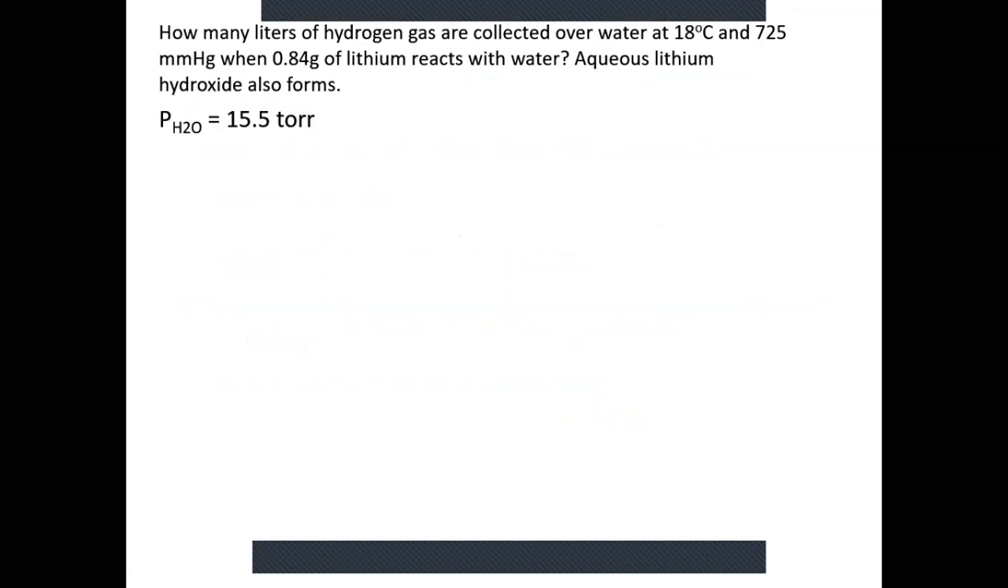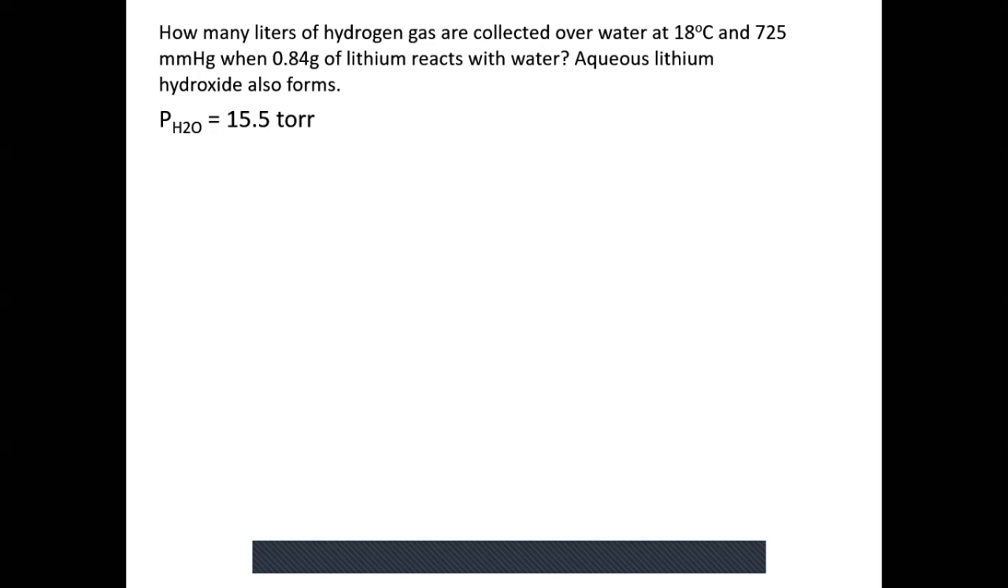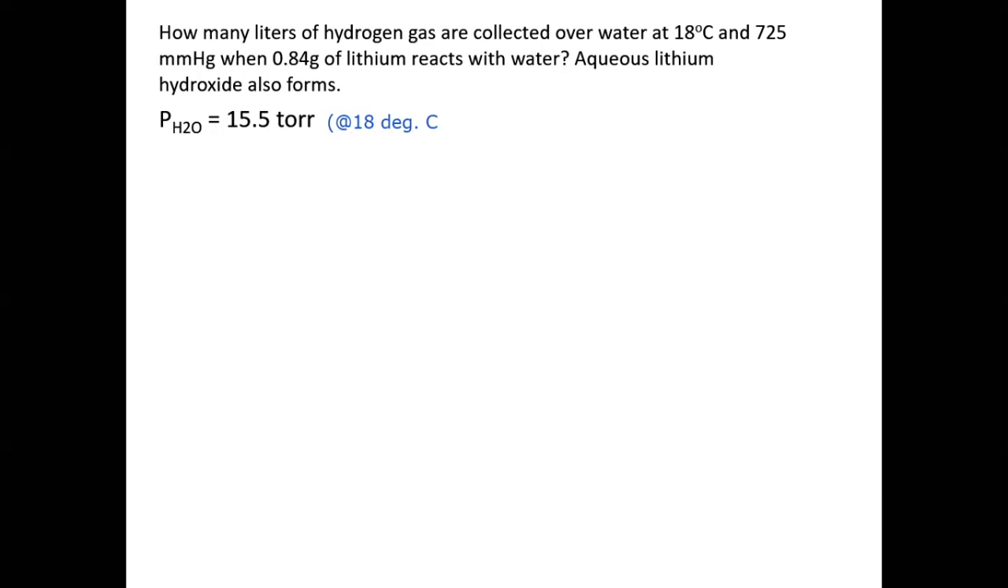Here we have a stoichiometry problem. So we want to know how many liters of hydrogen gas are collected over water at 18 degrees Celsius and 725 millimeters of mercury when 0.84 grams of lithium hydroxide reacts with water. Aqueous lithium hydroxide is also formed. And it gives us the vapor pressure of water. This is at 18 degrees Celsius. Because it's collected over water, it has to give us the vapor pressure of water.